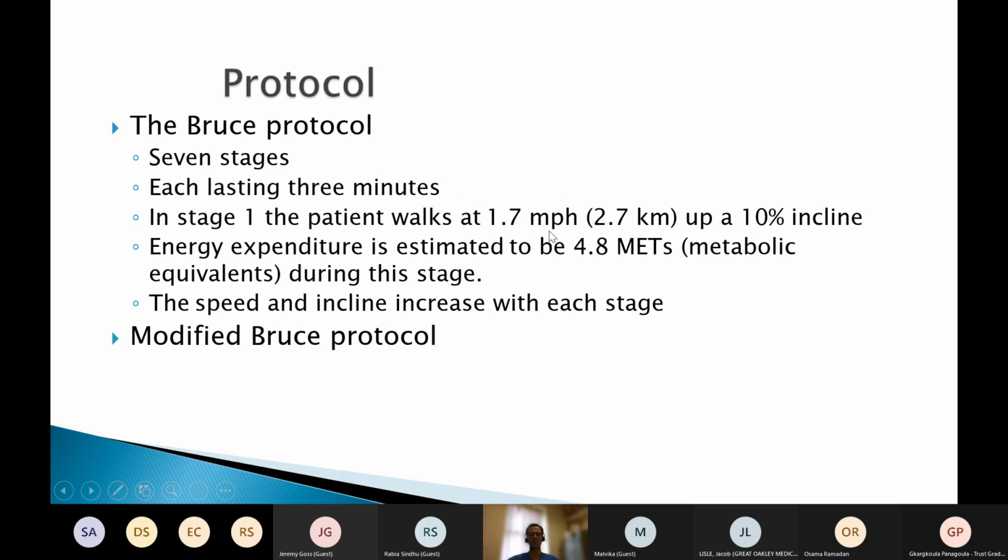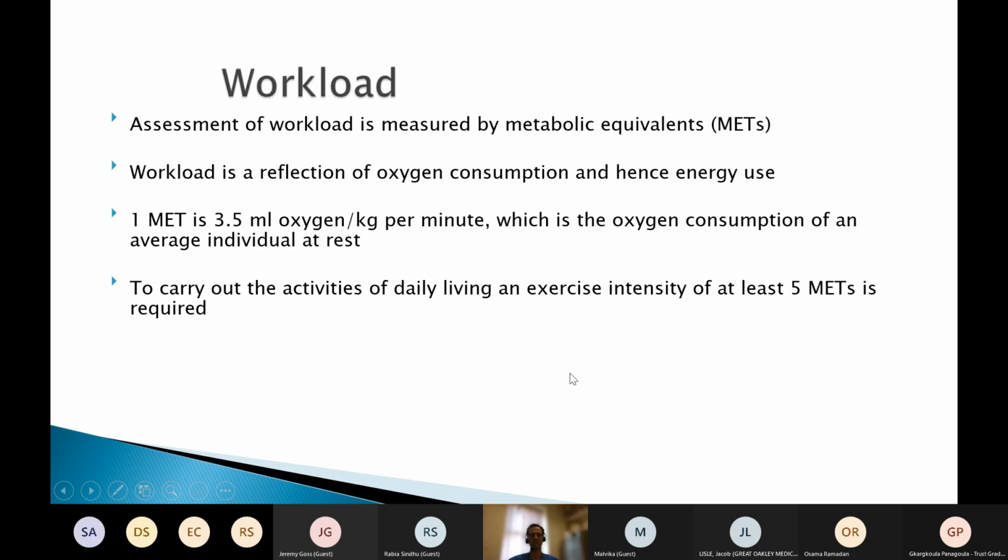They start off walking at about 1.7 miles per hour up a 10% incline. So the 10% incline is actually quite steep, but it's quite a slow walk. And this energy expenditure is estimated to be about 4.8 metabolic equivalents. I'll tell you more about that in 1 second. And each stage they go through, it gets steeper and faster. And if somebody's not going to manage the full Bruce protocol because they're not fit enough, we can do a much gentler one called the modified Bruce, which I wouldn't generally recommend.